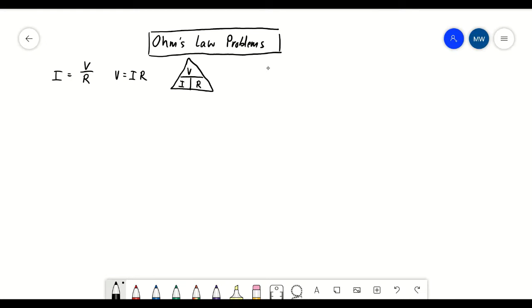So this first problem that we're going to do is with a toaster, and it's asking us to find the current, so that's what I is equal to. It said that the resistance of the toaster is 14 ohms, and remember we use this symbol here, an omega, to represent ohms, and it's connected to a household circuit which is 120 volts.